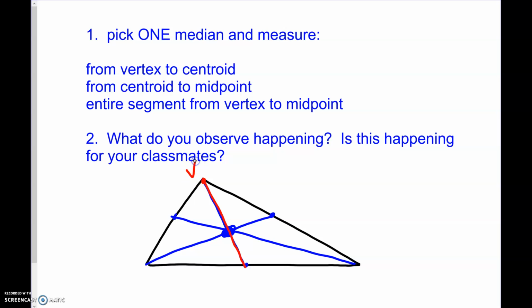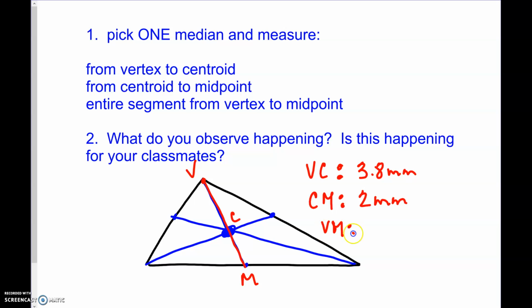And this is the vertex to the centroid. So measure vertex to centroid. And when I measured from my vertex to the centroid, I got 3.8 millimeters. And then measure from the centroid to the midpoint. So my centroid to the midpoint was 2 millimeters. And then obviously the whole thing, when you measure the whole thing, I'm going to end up with 5.8. So from the vertex to the midpoint, mine ends up being 5.8.